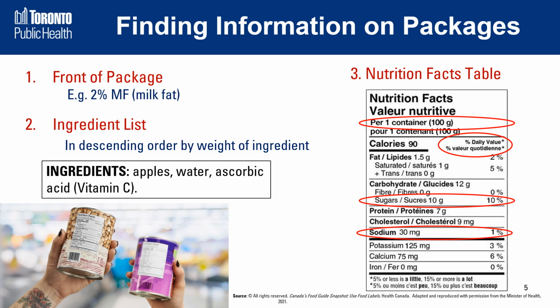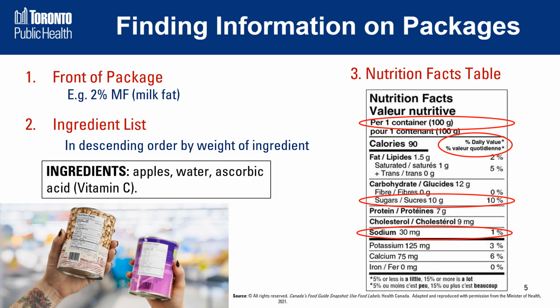It is also important to look at fiber content, depending on the food you are considering. The percent daily value shows how much or how little of a nutrient is in a food or beverage. 5% daily value or less means there is a little of a nutrient, and 15% daily value or more means there is a lot of a nutrient in the food or beverage.